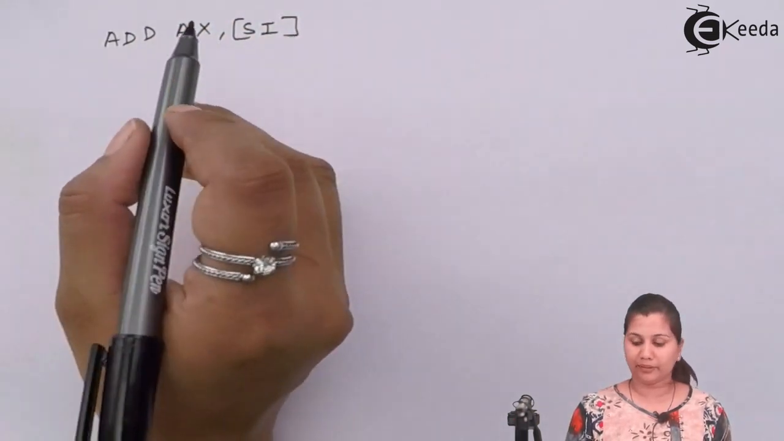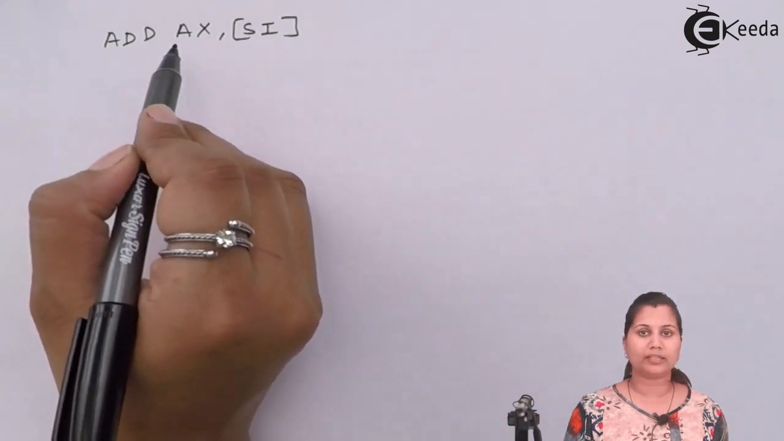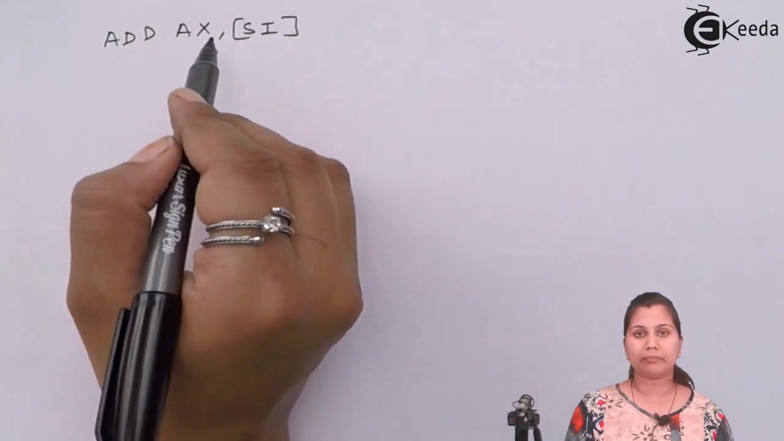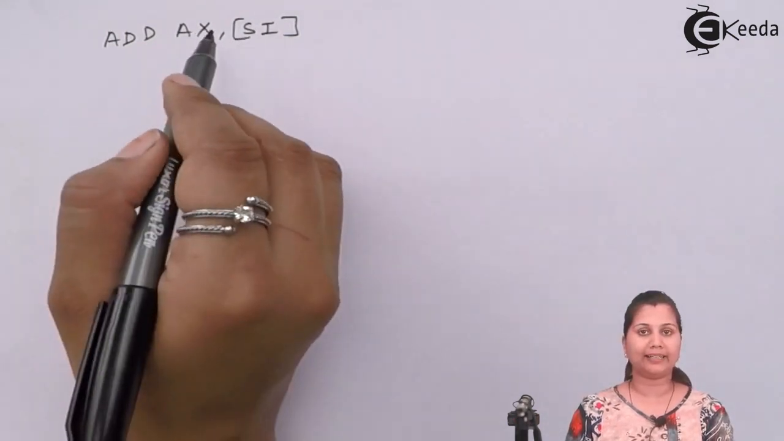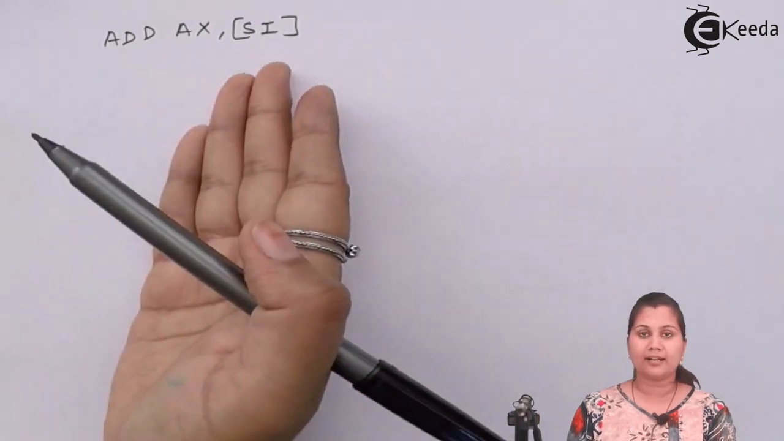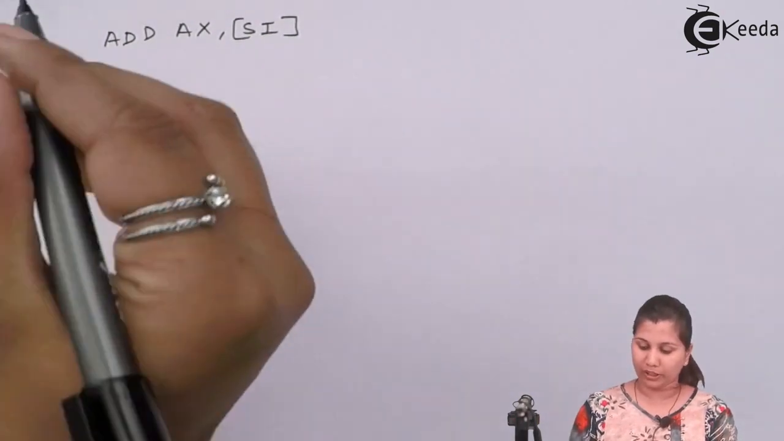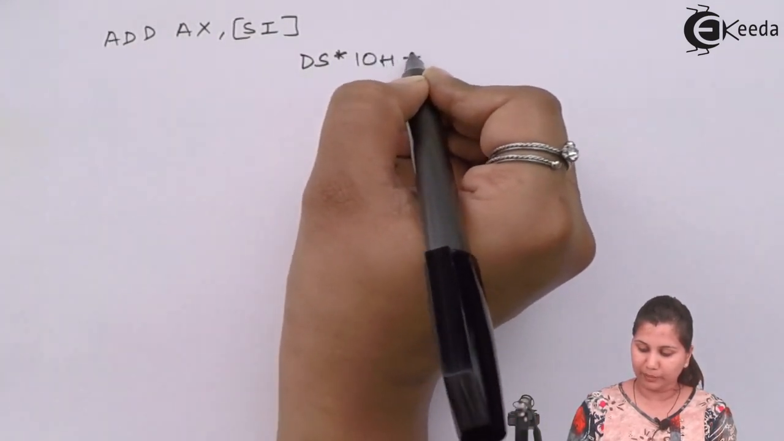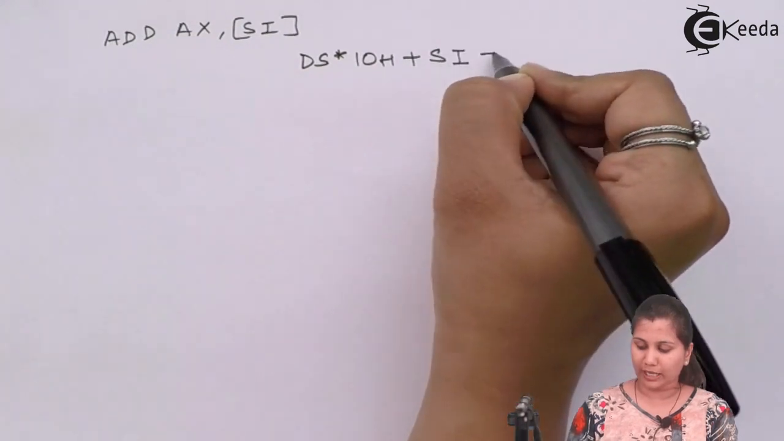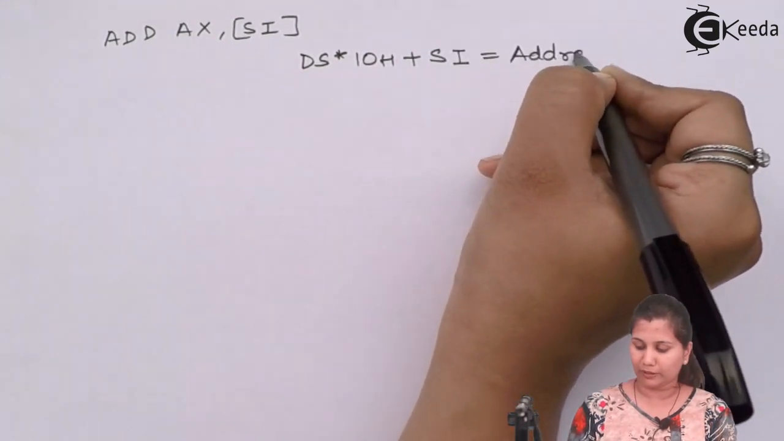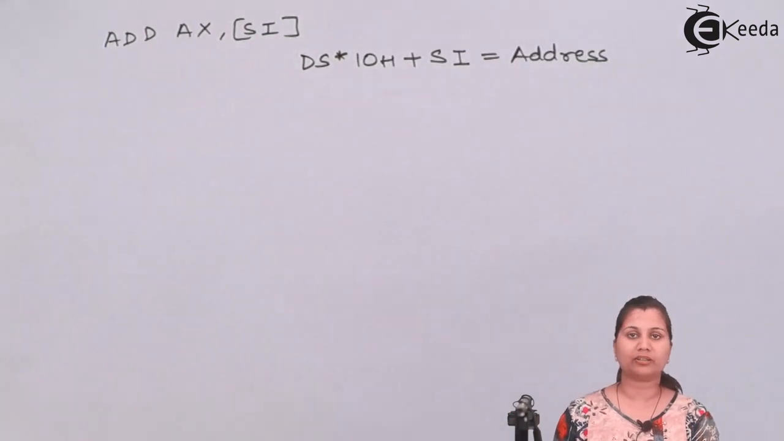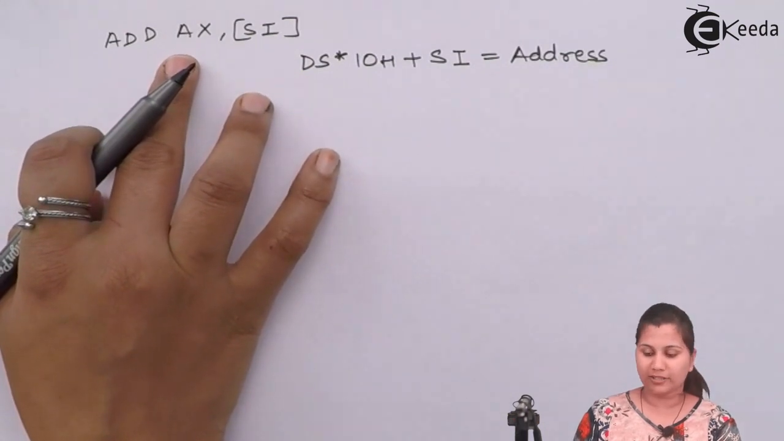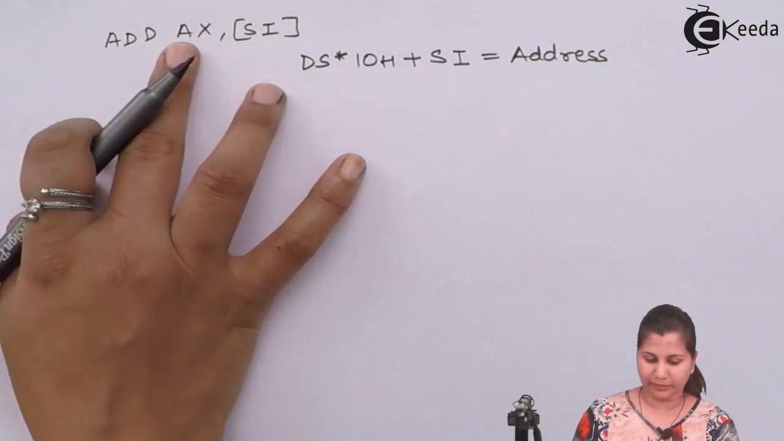Now this is an example where we are adding the contents of the AX register with a memory location, and the address of that memory location is calculated by adding the data segment with the source index register. So the address will be data segment multiplied by 10h plus the source index. That will be the address of the memory location, and at that memory location the data is stored. So that data will be added with the accumulator register and the result is stored in the accumulator.